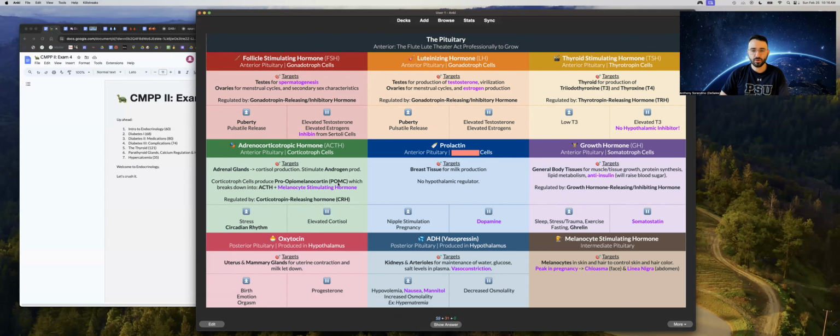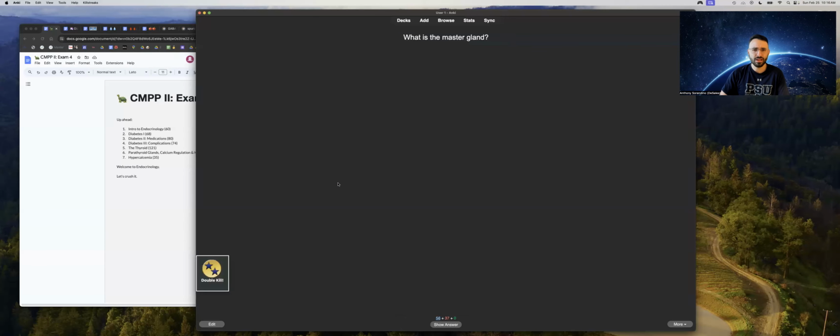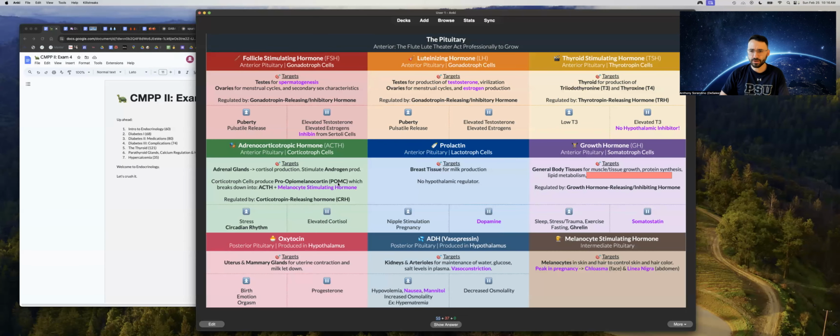Anterior pituitary, what type of cells here? I don't know. Lactotroph, sure. ADH, upper right. Oh, triiodothyronine. We'll take that. What is the master gland? Pituitary. Pituitary, general body tissues for muscle tissue growth, protein synthesis, lipid metabolism. Anti-insulin. Okay, yeah, that's important there for sure.